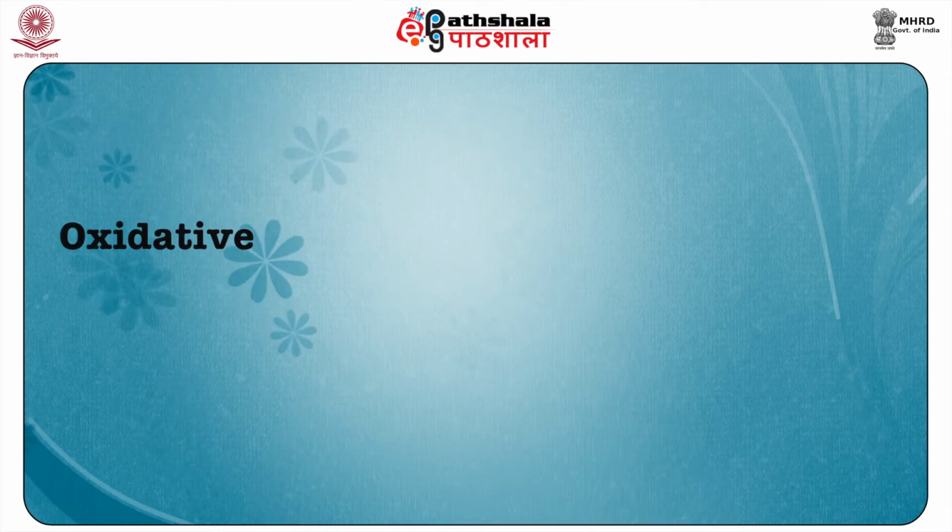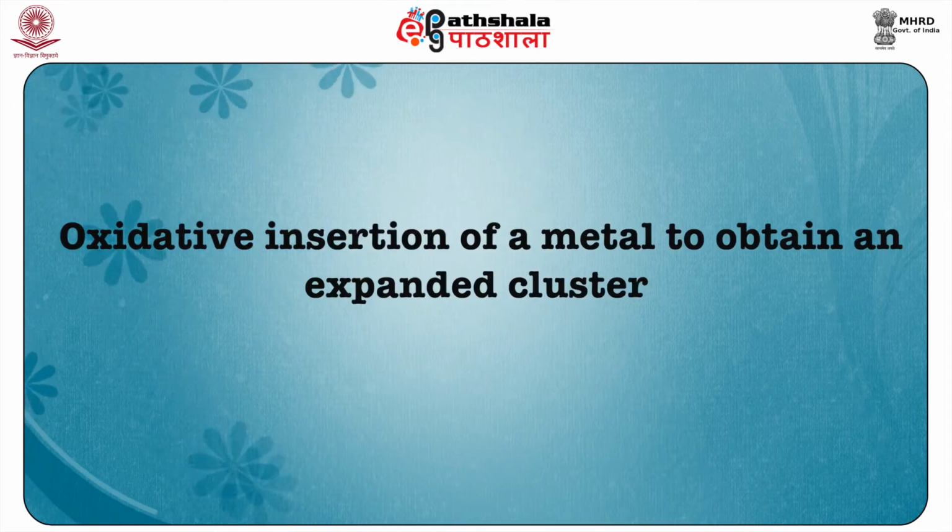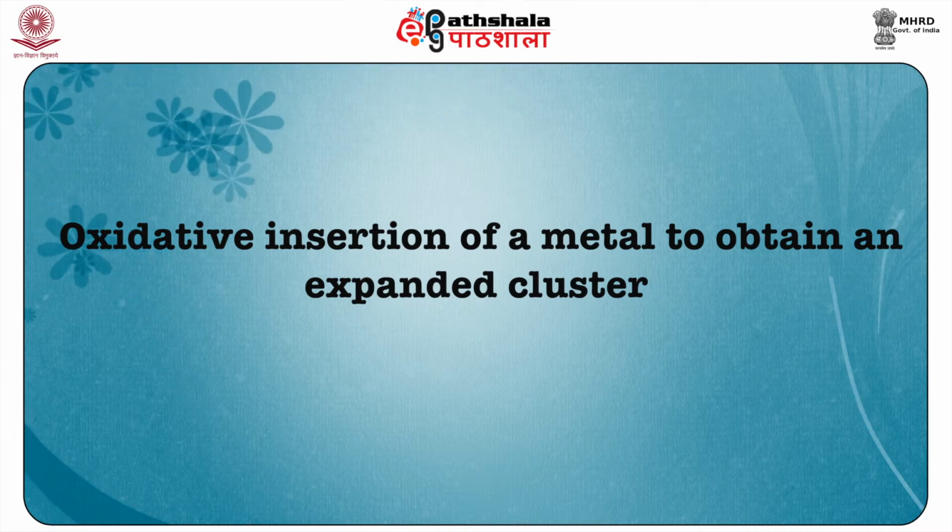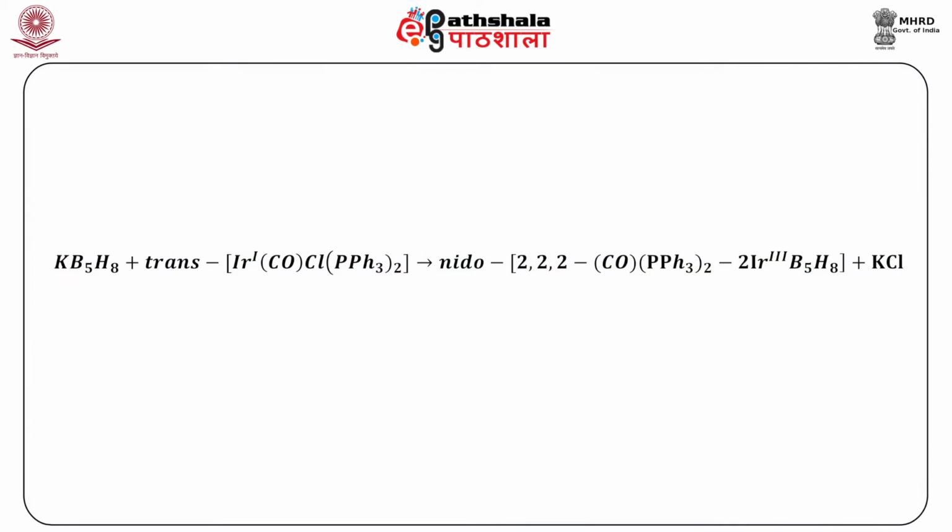Another way of preparation of metalloboranes is oxidative insertion of a metal to obtain an expanded cluster. As the name of the method suggests, there is an oxidation of the metal that is happening due to the insertion of borane. For example, B5H8 minus reacts with trans-iridium complex, wherein the B5H8 has replaced the chlorine atom and increased the oxidation state of iridium from +1 to +3 state.